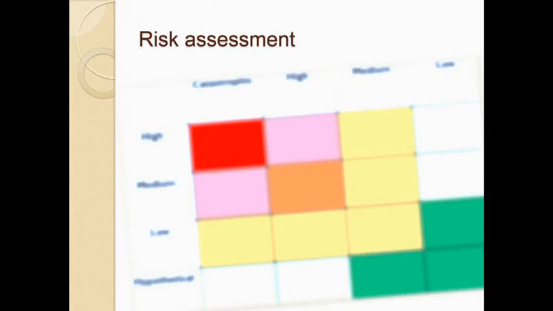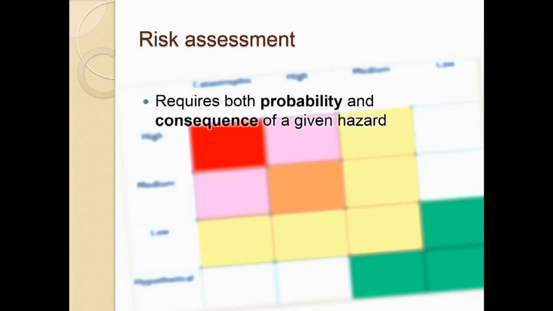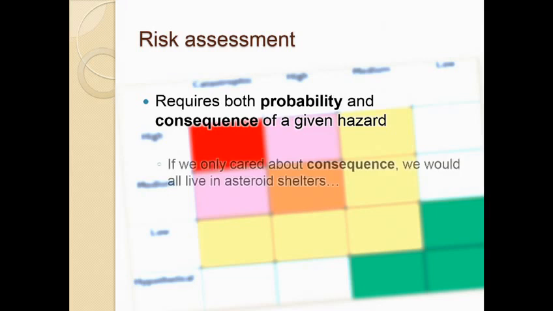I'm going to start by giving you the world's fastest and quickest lesson in risk assessment. It says that risk assessment requires both the probability and the consequence of a given hazard to be assessed. That's the end of the lesson on risk assessment. Any questions? Okay.